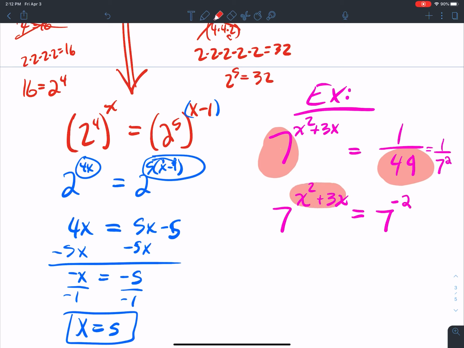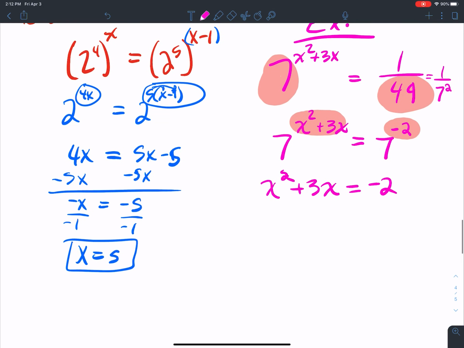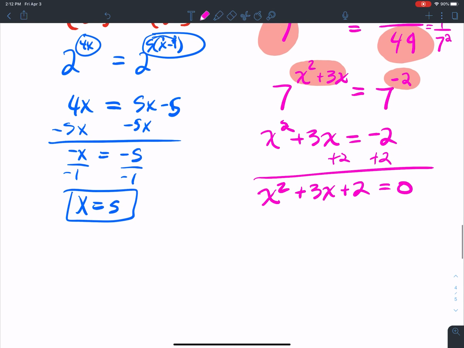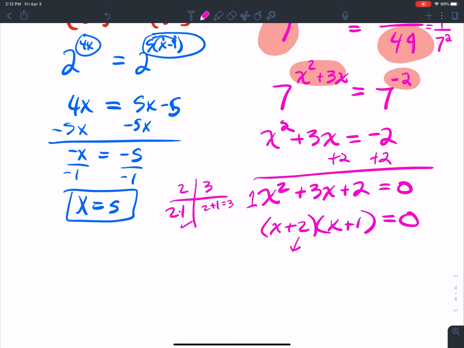So now we have the same base, set the exponents equal. x squared plus 3x equals negative 2. Oh my goodness, we don't have just some two-step linear equation. Oh man, I'm so sorry. Plus 2 on both sides, you get x squared plus 3x plus 2 equal to 0. This is a trinomial, so something that multiplies to 2 and adds to 3. 2 times 1, and 2 plus 1 gets me 3, so that works. Since the coefficient in front is a 1, it's my easy one. So (x plus 2)(x plus 1) equal to 0. Solve for x, I get x equals negative 2 or x equals negative 1.